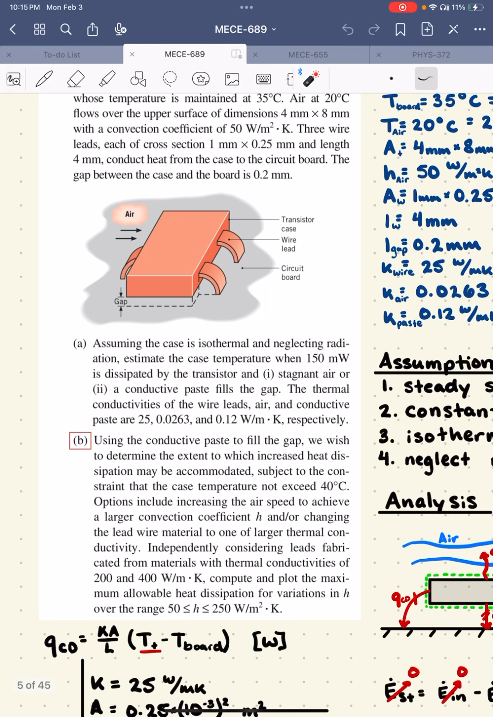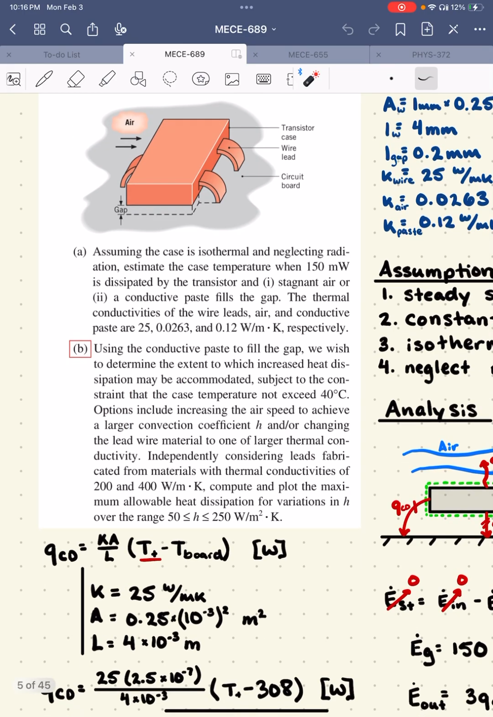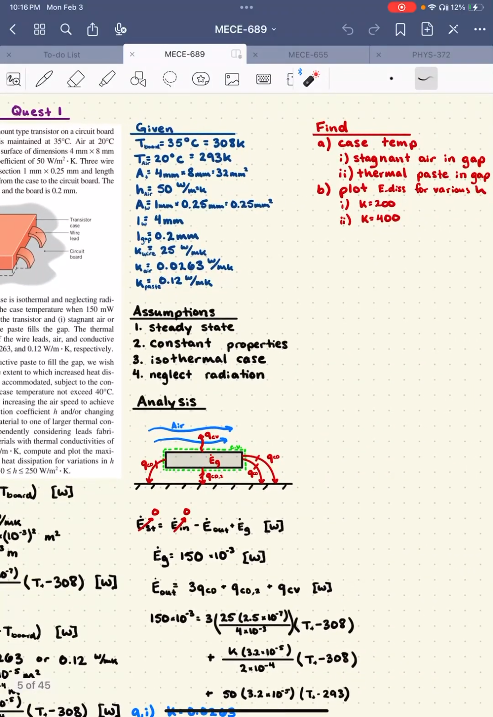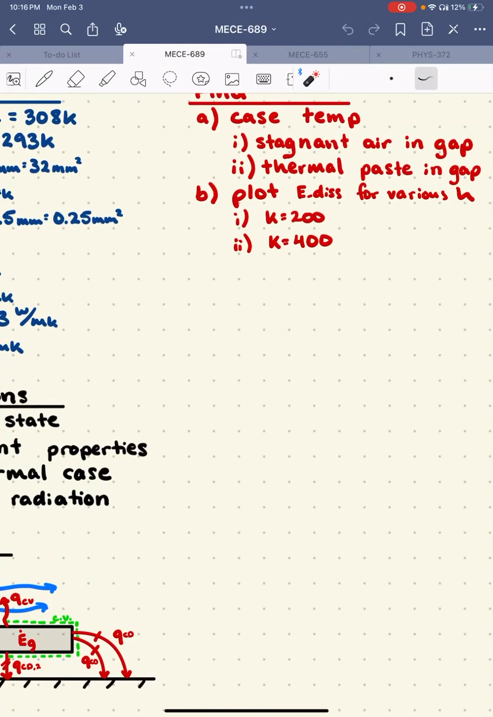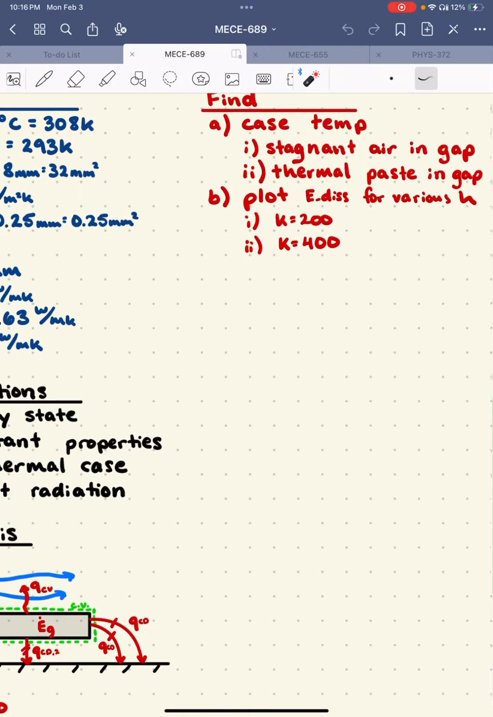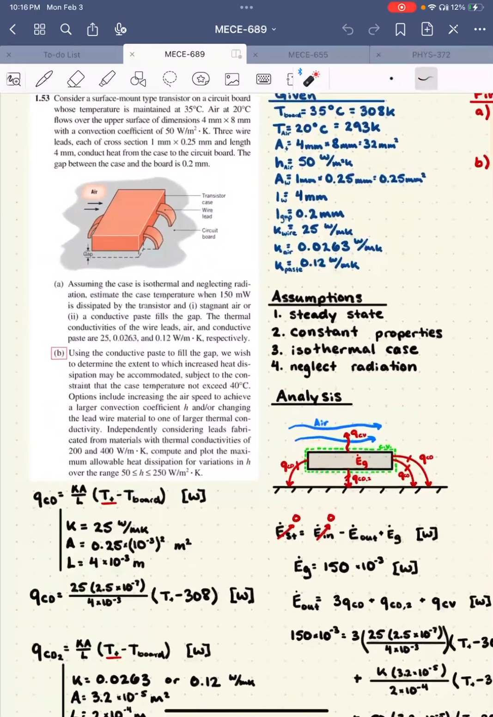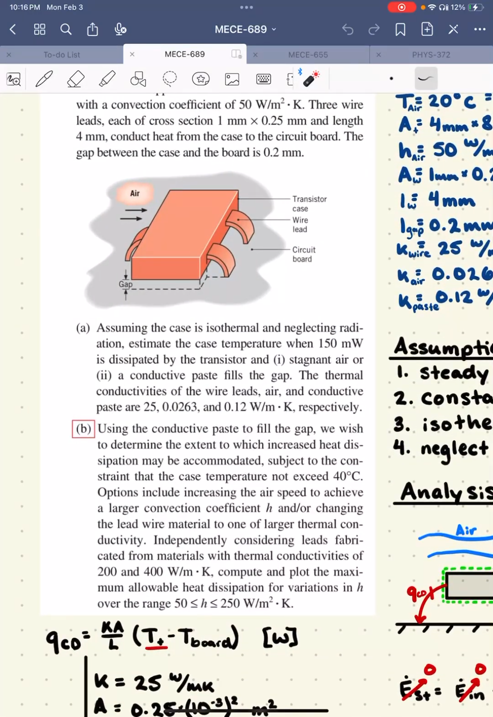Underneath the transistor, there's a little gap here, and it's going to be filled with either stagnant air, which is in part A, or conductive paste. So we're going to be looking at both those cases. And then we also want to create a plot. This is part B over here. We want to create a plot for the amount of energy dissipated when the conductive coefficients from the leads are either 200 or 400 watts per meter Kelvin.